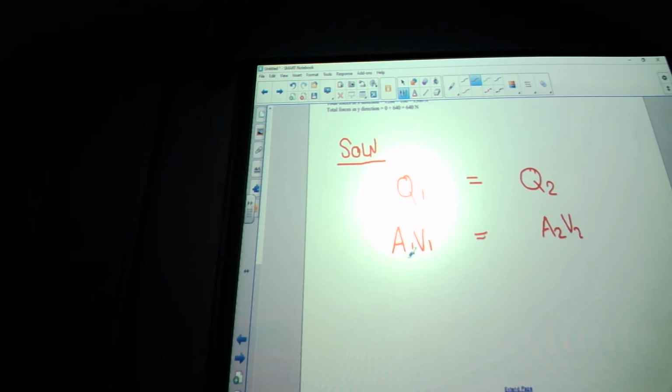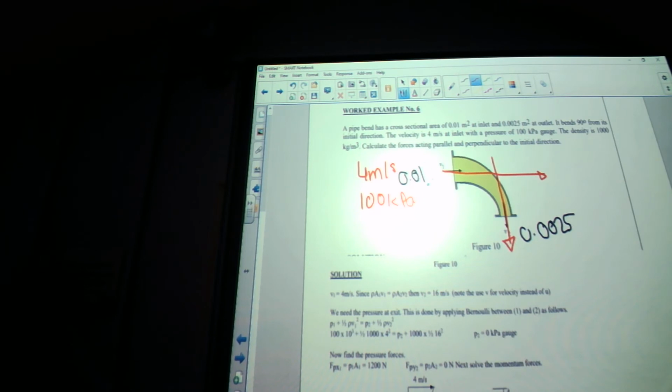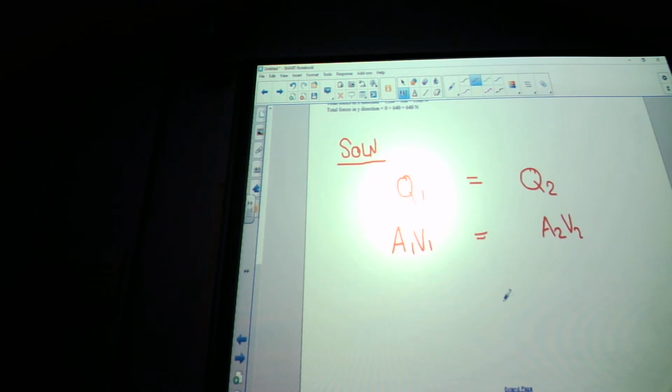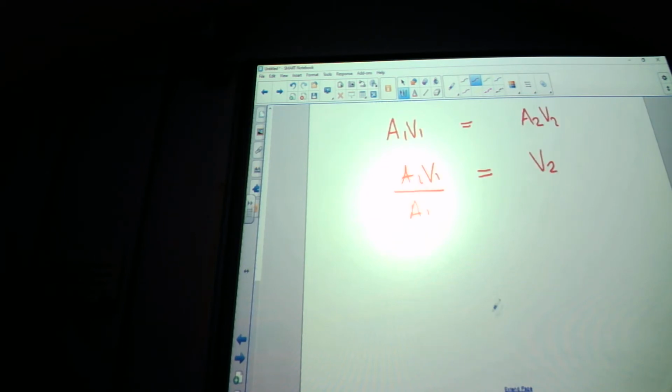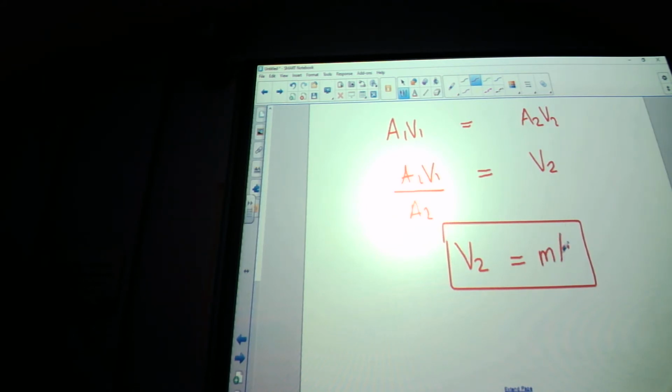Now, do I have the area 1? Yes. I have the velocity 1. I have the area 2. But I don't have the velocity 2. Velocity 2 is missing, so let's find it. To find velocity 2, I need to rearrange the equation: V2 equals A1 V1 over A2. I put in all the values and I will get velocity 2 in meters per second. Let's say it's some specific value; I got this value for velocity 2.